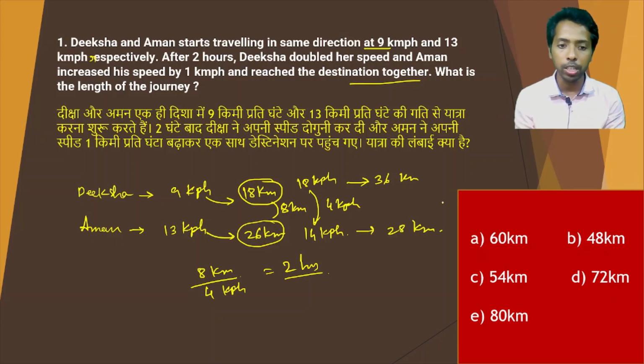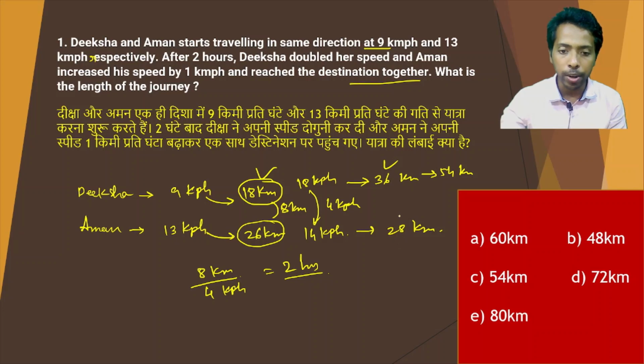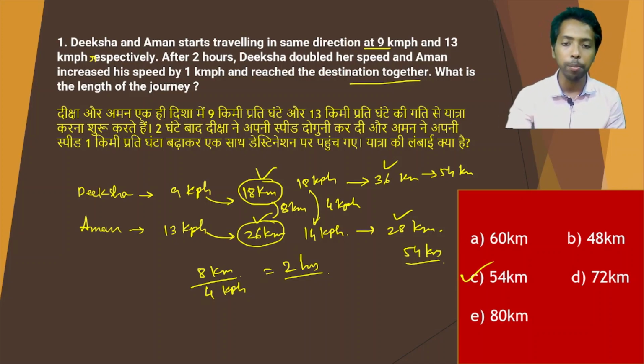Now for your better understanding, you can check whether the total distance is the same for Diksha and Aman or not. It must obviously be the same, but just check it out here. First 18 km, then 36, so the total here is 54 km. Here is 28 and here is 26, again 54 km. It satisfies. You understood it? Right. So the total distance is option C, 54 km.